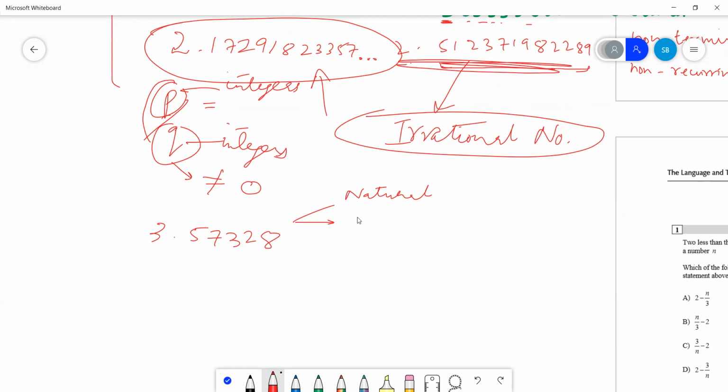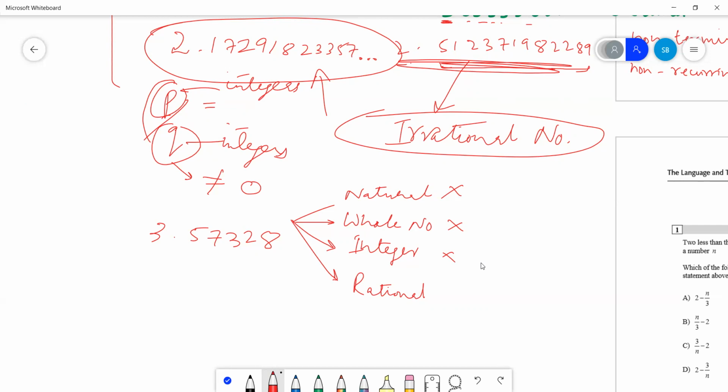Yes, Madison? No. Is it a whole number? No. Is it an integer? No. Is it a rational number? No. Why? Because it can't be written as a fraction.